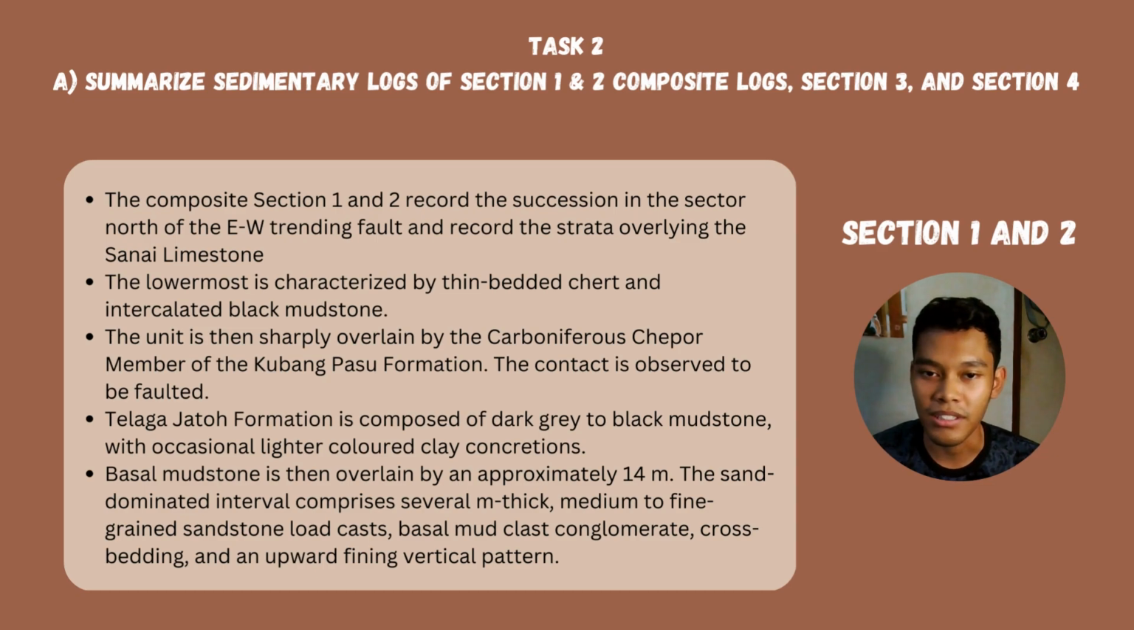Telaga Jatuh Formation is composed of dark grey to black mudstone, with occasional lighter colored clay concretions. Basal mudstone is then overlain by an approximately 14 meters sand-dominated interval that comprises meter-thick medium to fine-grained sandstone with load casts, basal mud-clast conglomerate, cross-bedding, and an upward fining vertical pattern.